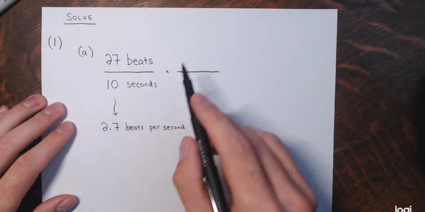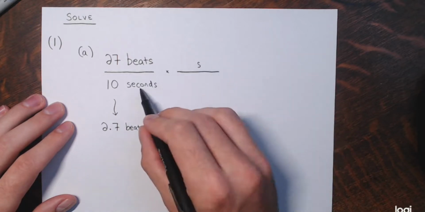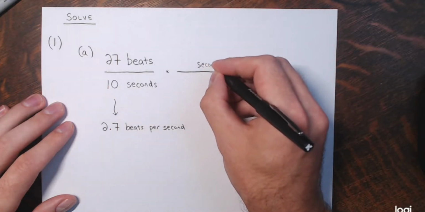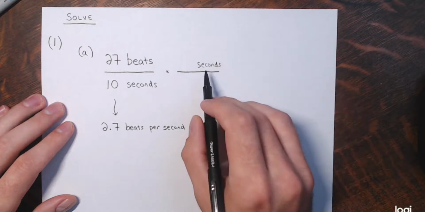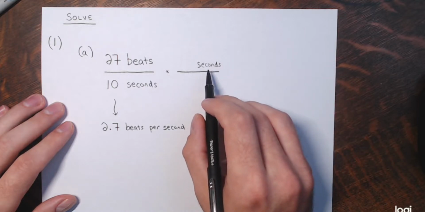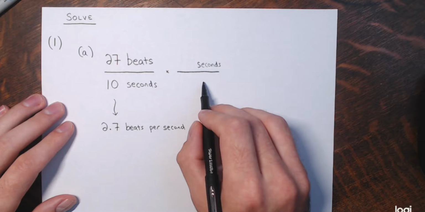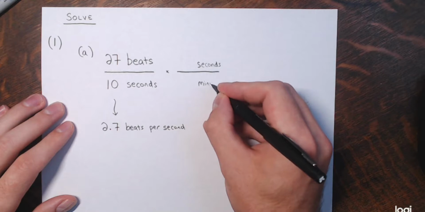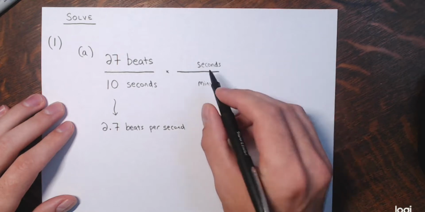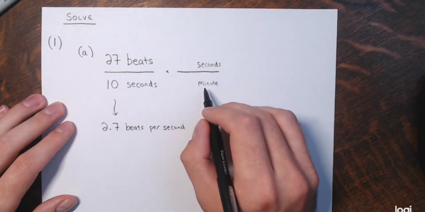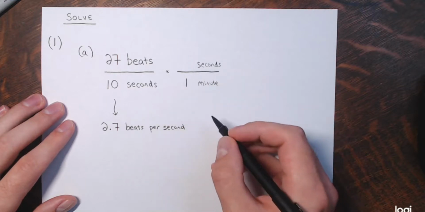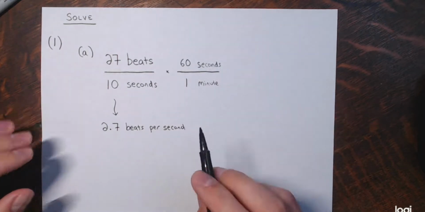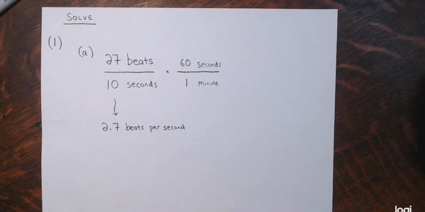So I would like seconds to cancel. So seconds is in the denominator of this fraction, so I'm going to multiply by seconds in the numerator here. And then I want to change it to beats per minute, so I want minutes in the denominator. And then what's an equivalency between minutes and seconds? Well, 1 minute is 60 seconds. Alright, so you see the seconds canceling.